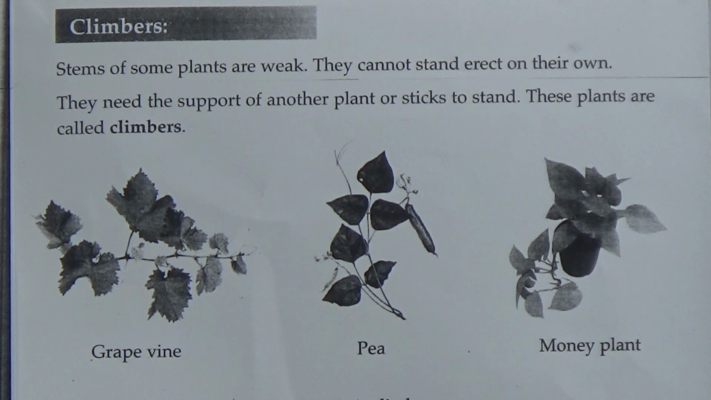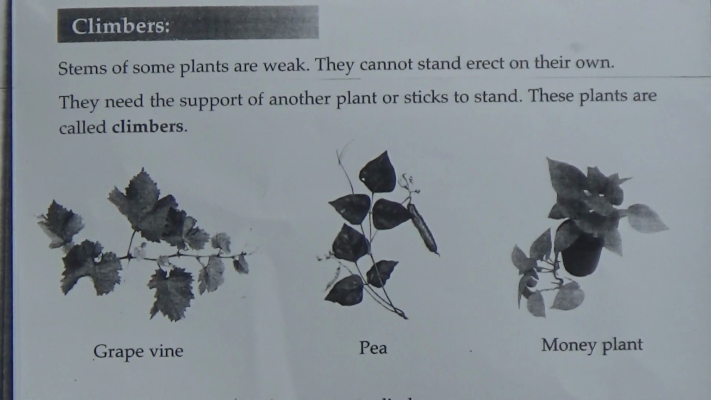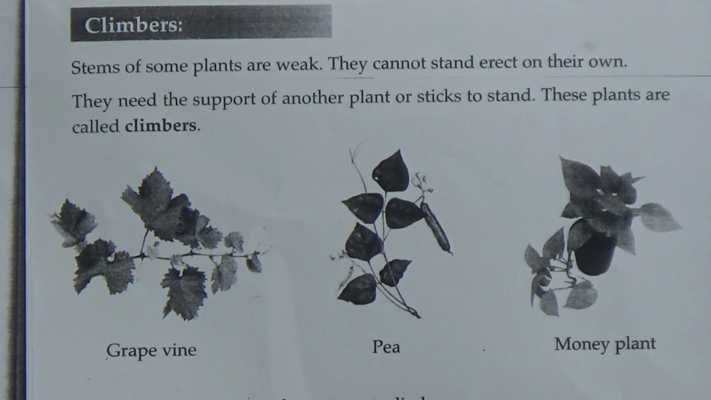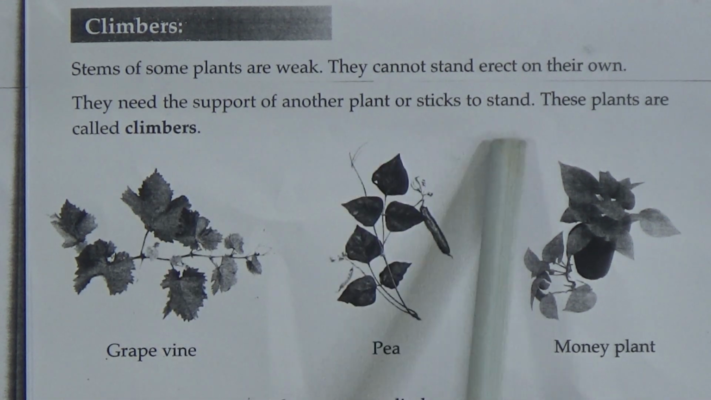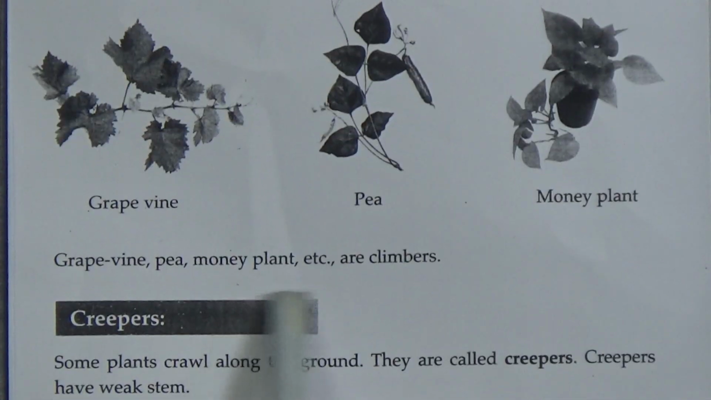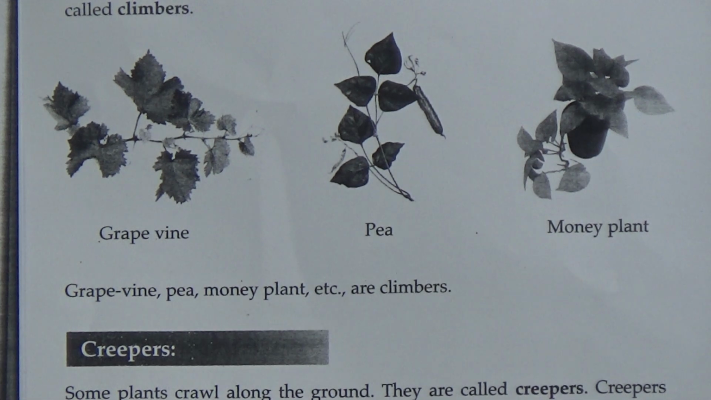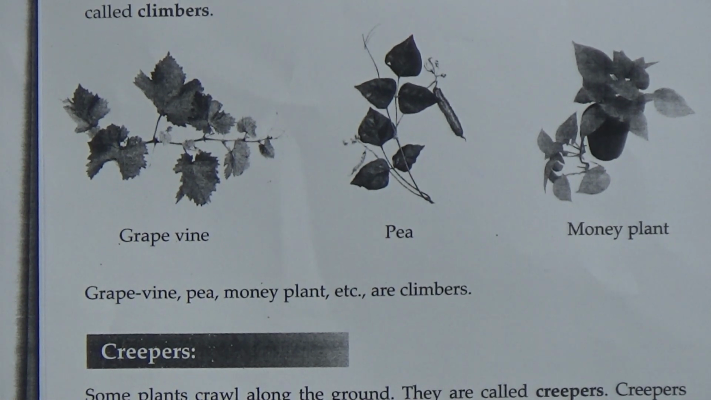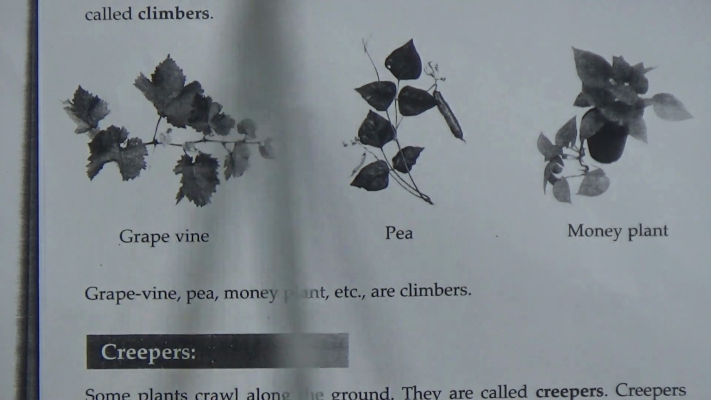So, who are the climbers? Climbers are the plants that don't have a strong stem. They cannot stand erect. For their life, they need support from another plant or stick to stand. So, we call them climber plant. And the examples of climber plants are grapevine, pea, money plant, etc. are the climbers. So, who are the examples of climbers? Grapevine, pea, money plant, they are the examples of climbers.